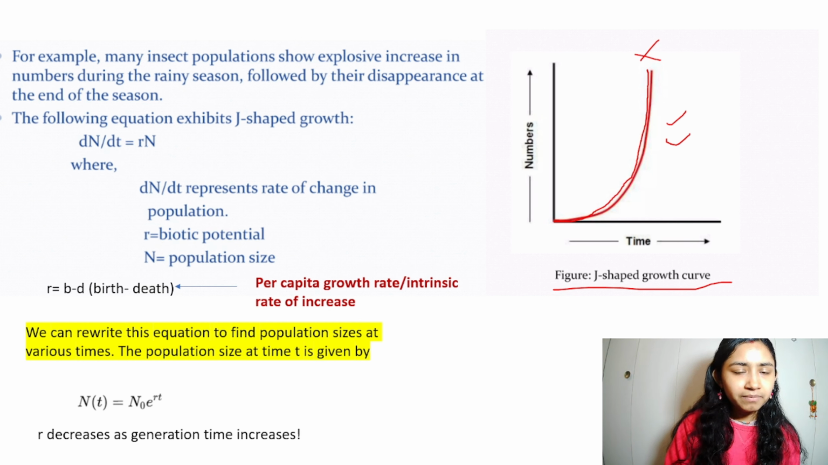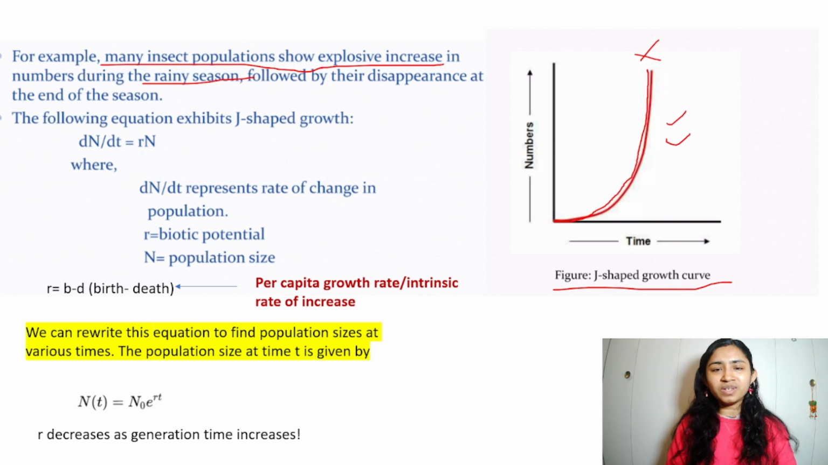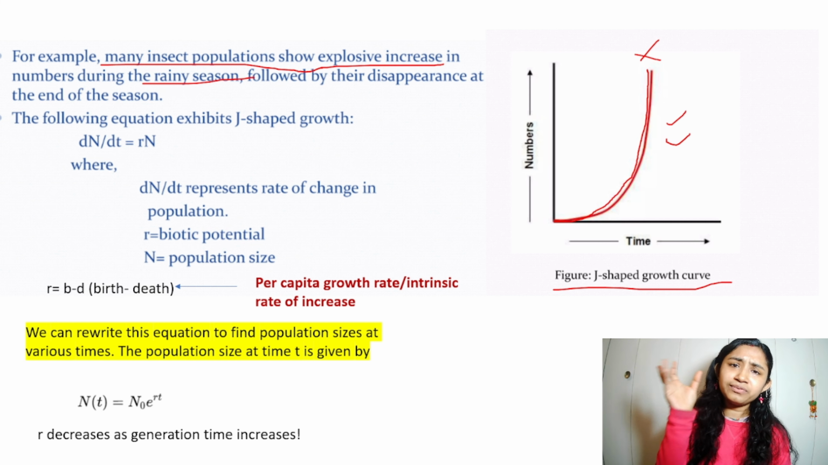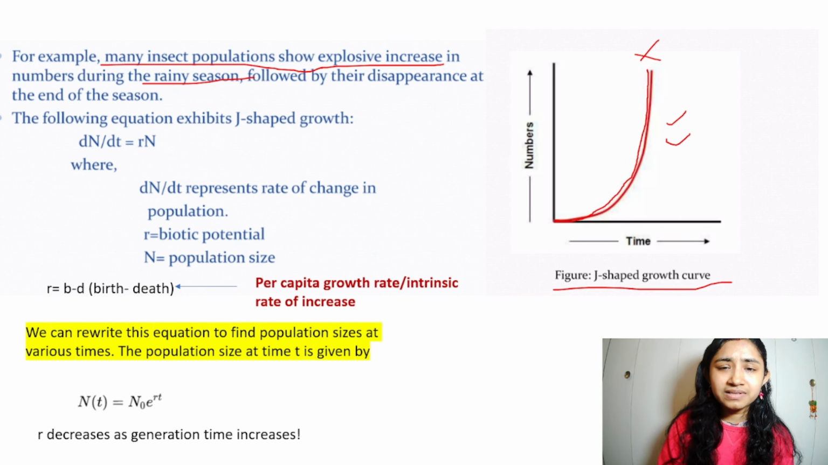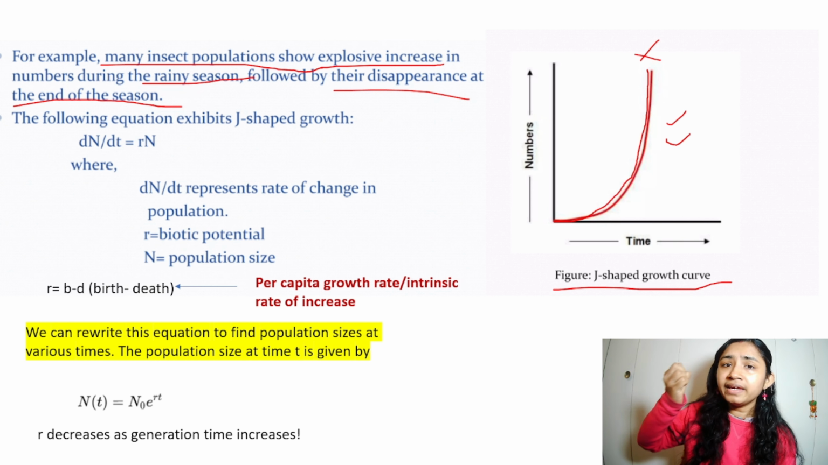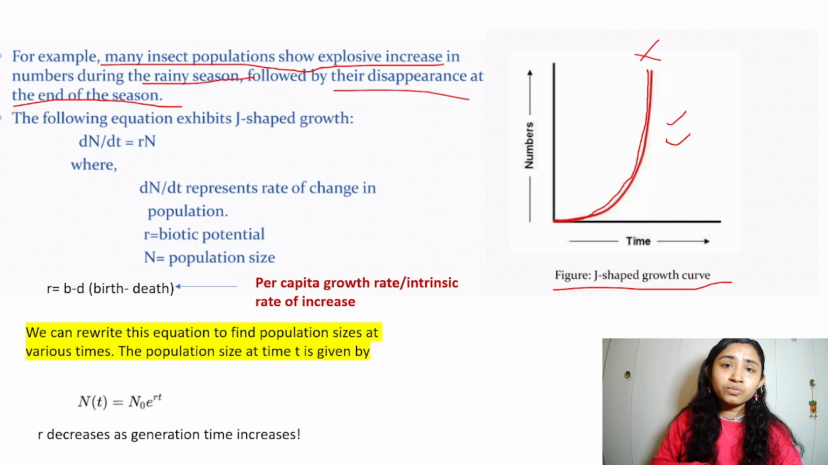For example, many insect populations show an explosive increase in numbers during the rainy season. Have you noticed that during the rainy season there is a kind of fly which increases in number? Or during autumn there is a kind of fly which also increases. We can only see the fly in that season. Why? Followed by their disappearance at the end of the season, because the environment supports their growth, because of the food availability in that particular season. That's why they get the chance to grow, and once the resource is finished, the population just crashes.